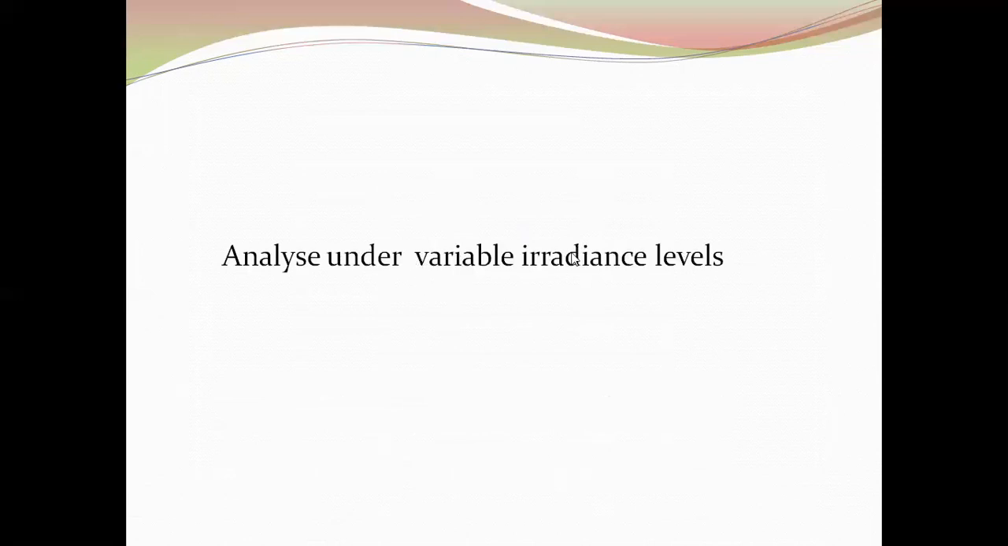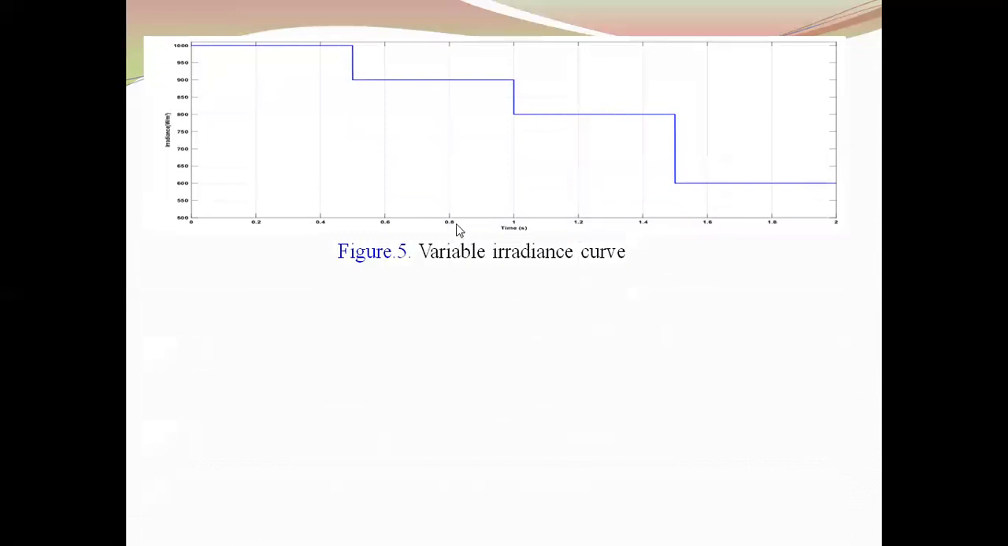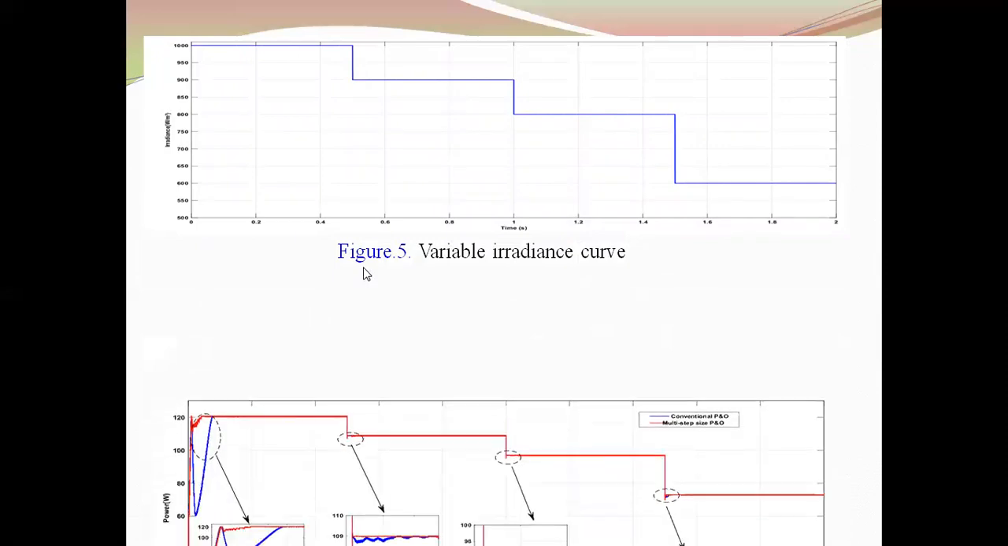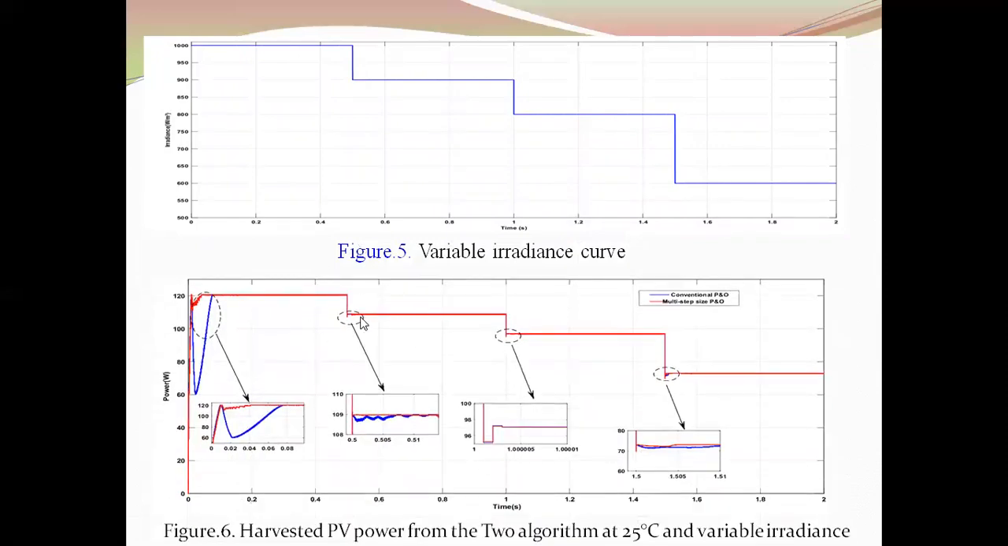Analyzing the system under variable irradiance conditions, applying the curve of figure 5, we can see that the multi-step size P&O outperforms the conventional P&O technique. The response time of our proposed technique is around 0.02 seconds. Otherwise, the conventional technique shows only 0.05 seconds.